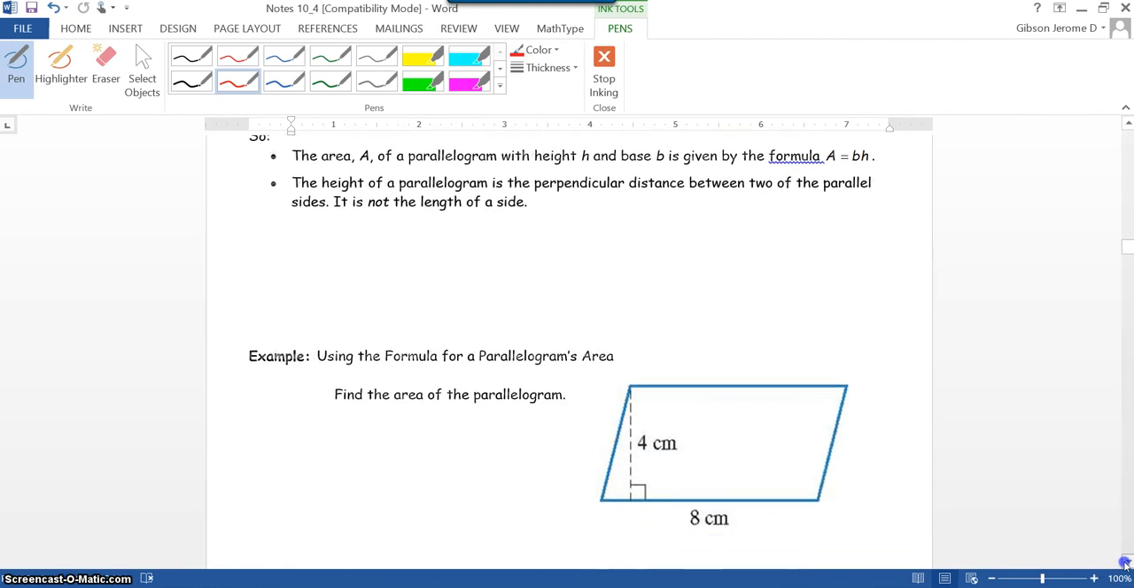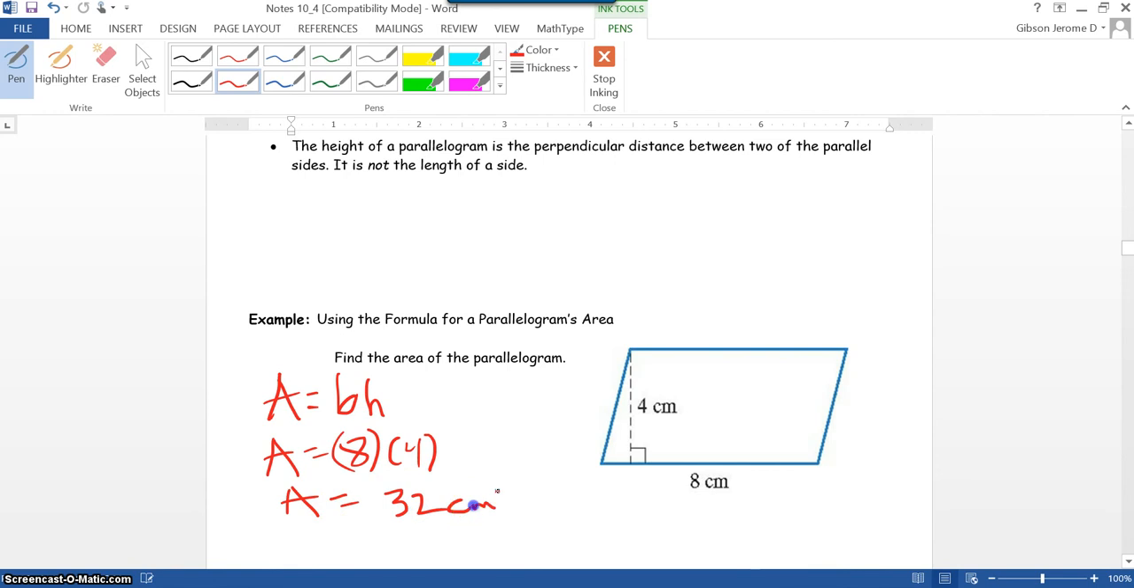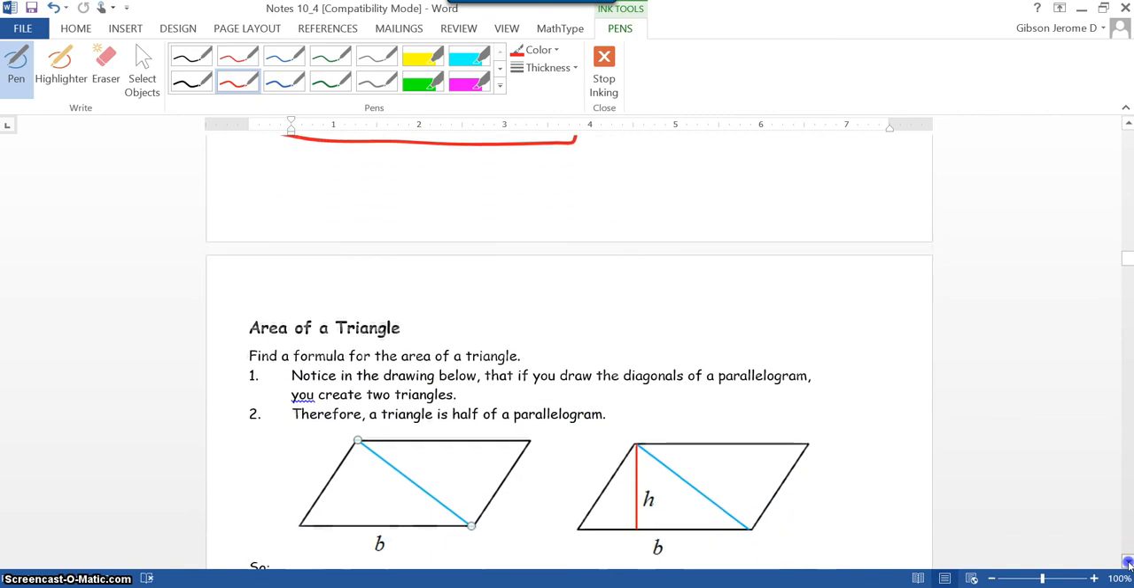Okay, now using the formula for a parallelogram area, find the area of the parallelogram. So the area is equal to the base times the height. The base here is 8. And the height is 4. So 8 times 4 is 32. And it's centimeters squared, or square centimeters. And that is your final answer.